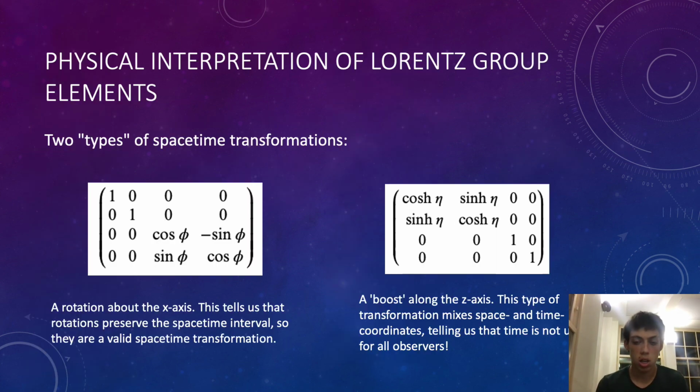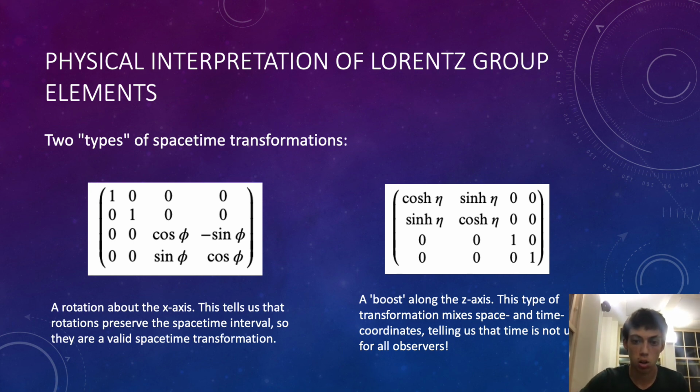So looking at those generators, we see that there are 2 types of space-time transformations. This first one has a combination of cosines and sines and then ones and zeros. This is the rotation matrix corresponding to a spatial rotation about the x-axis, leaving time unchanged. So that means that rotations in space preserve the space-time interval, so they are a valid space-time transformation.